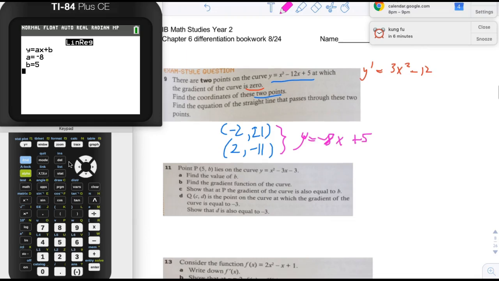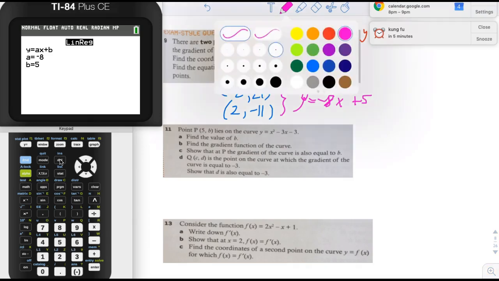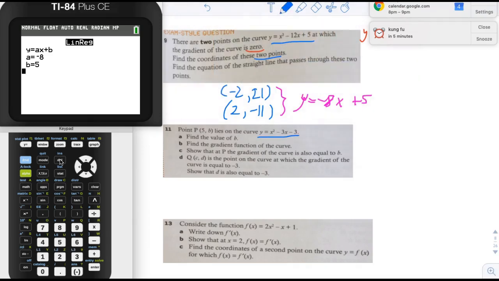Okay? And let's go to number 11. So it says there's a point which lies on the curve y equals x squared minus 3x minus 3. And this is our blue curve, of course. Find the value of b. Now immediately after that, they're going to ask for the gradient function. But we don't really need the gradient function to do the first part, which is they just want to see what the y value is when the x value is 5.